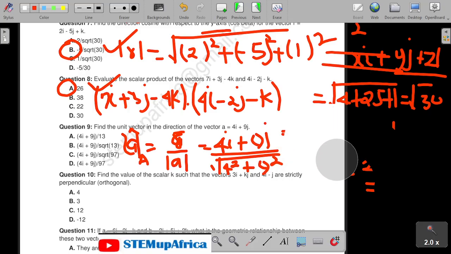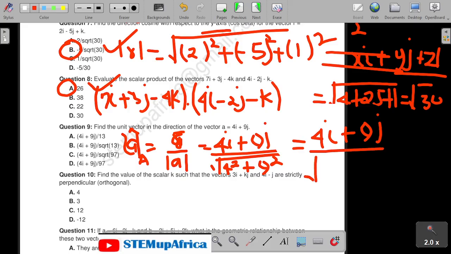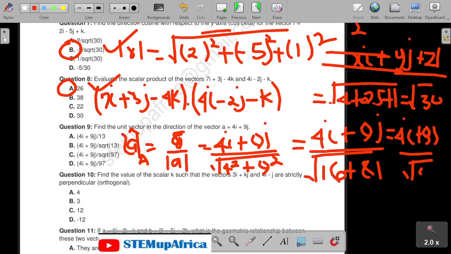So if I simplify that, I'm going to have 4i plus 9j over square root 16 plus 81. 16 plus 81 will give us 96. It should be 97, I mean. So I'm having 4i plus 9j over the square root of 97, which is option C.